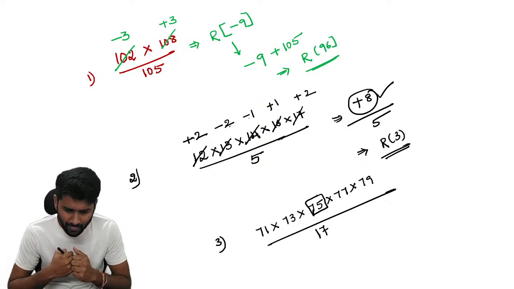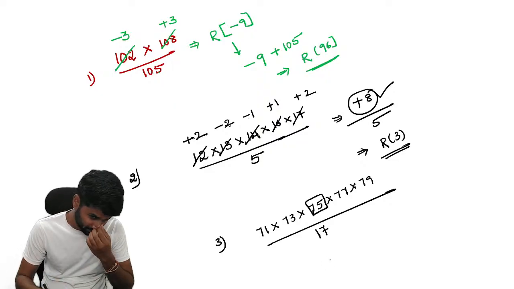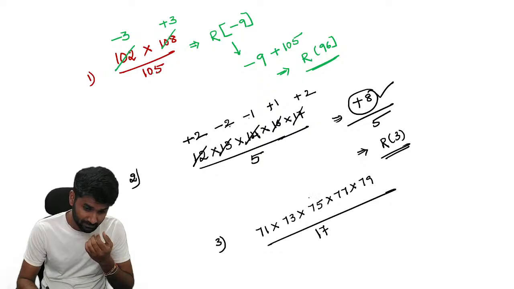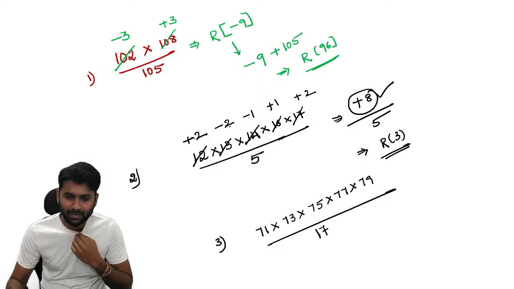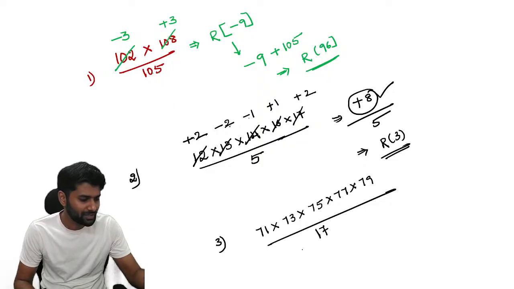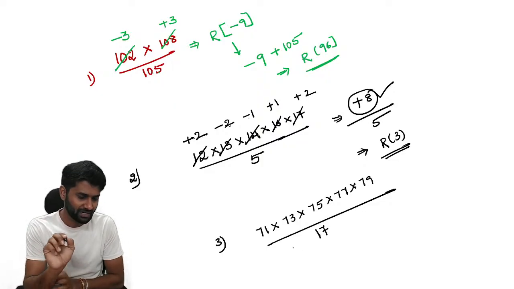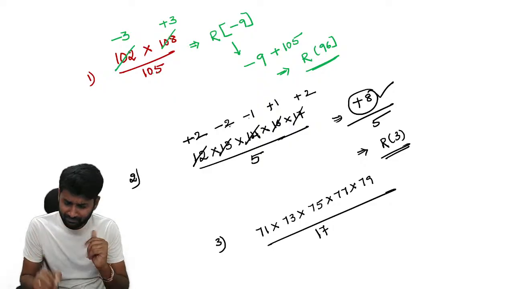Sorry, give me a second. The entire number is divided by 17. Okay, let's go for the calculation here. 75 is not divided by 17. It's divided by the nearest value.